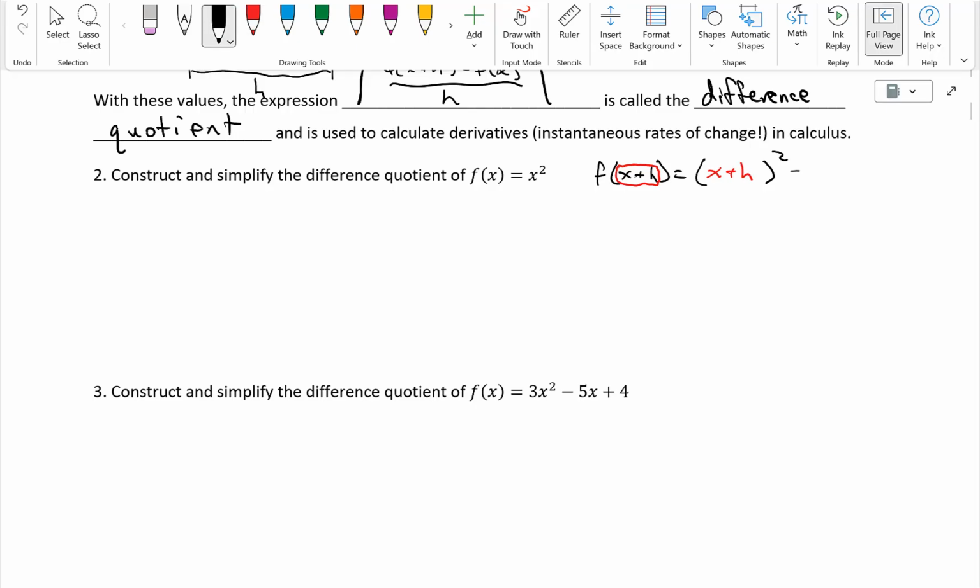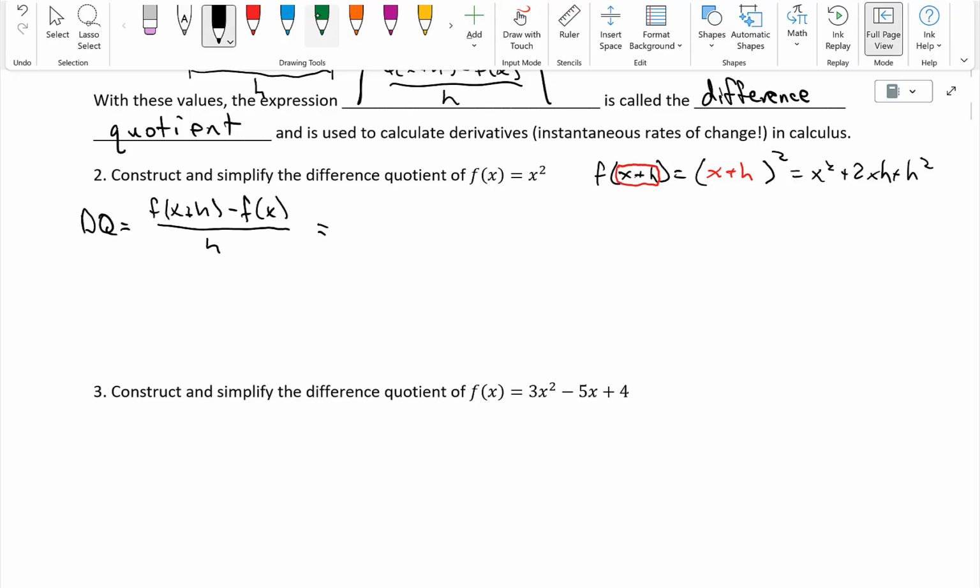When we square that binomial, we know we get x squared plus 2xh plus h squared. Write out the distribution or foiling if you need to. Don't forget that 2xh, it's very important. And then we can do our difference quotient. Write it a few times to get used to it. DQ equals f of x plus h minus f of x all over h. And then it's just a substitution.